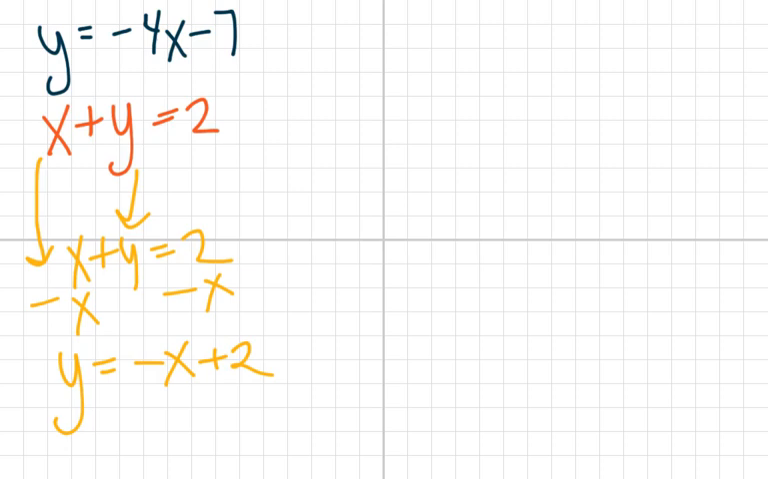So this first one says it's negative 4x minus 7. That means you start at negative 7. 1, 2, 3, 4, 5, 6, 7. Okay, so I start at negative 7. My slope says I go down 4, right 1.